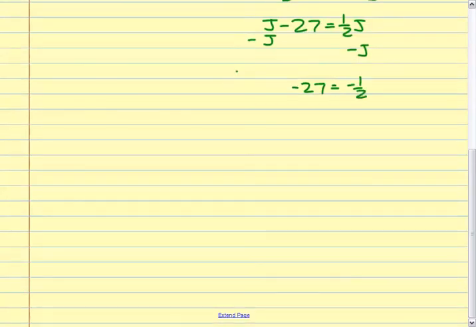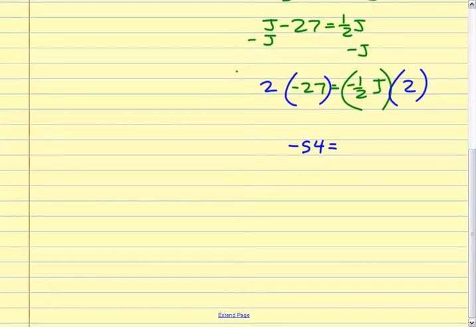Negative 1/2 J. Good. Okay, now what? And now you're going to multiply the 27 by 2, which is, by 2? Yeah. Okay, what do I get? And that is 45. Not 45, 54. But it's negative 54 equals negative J, right? The 2's cancel, but that negative's still there.